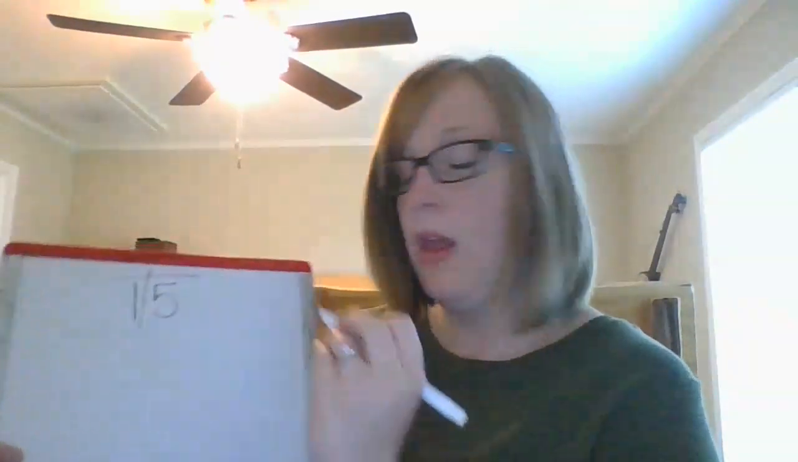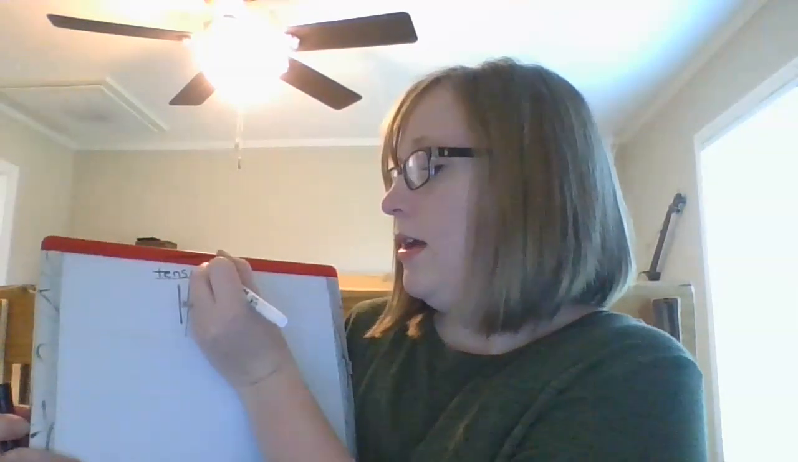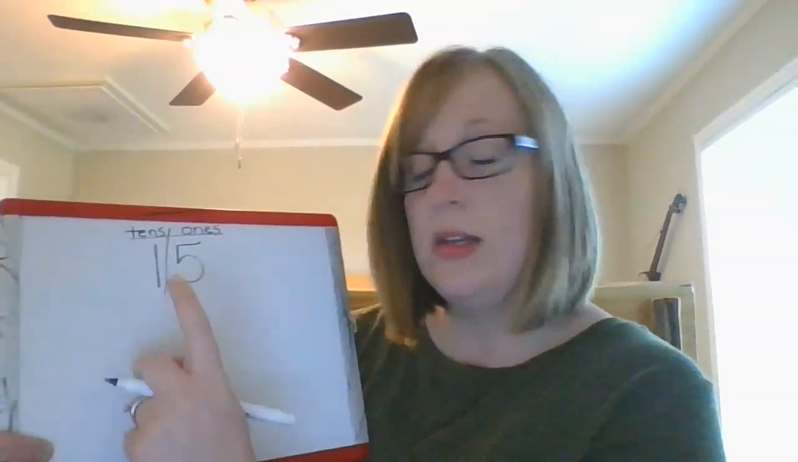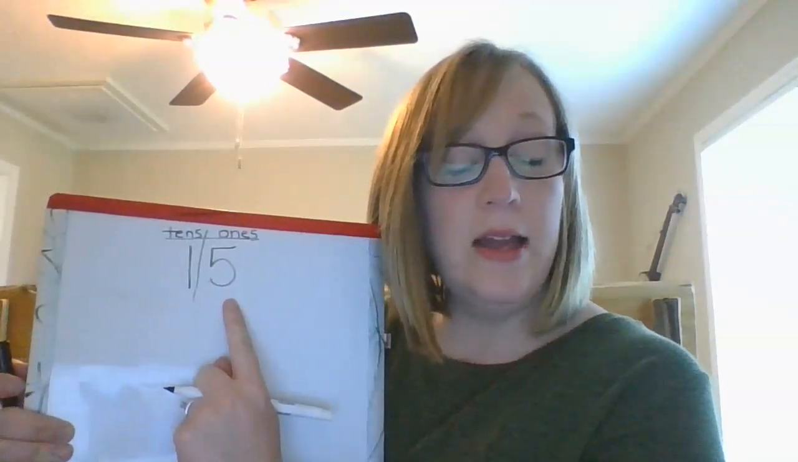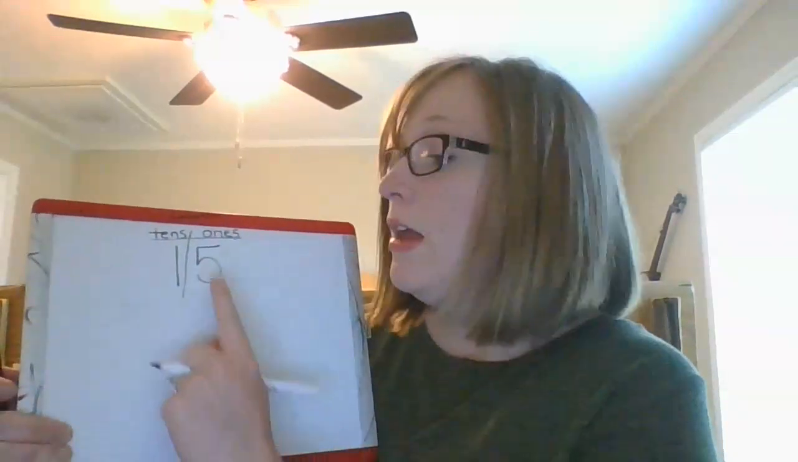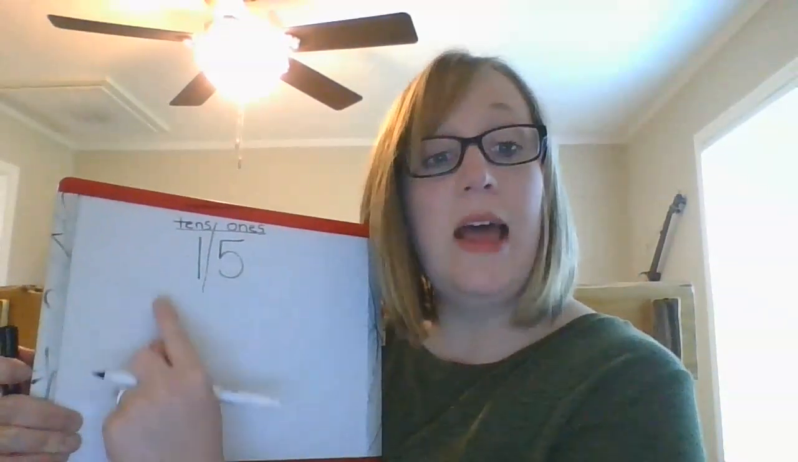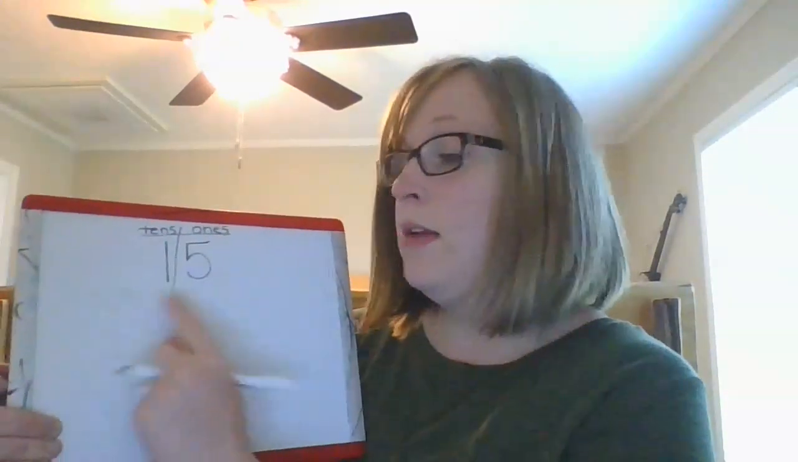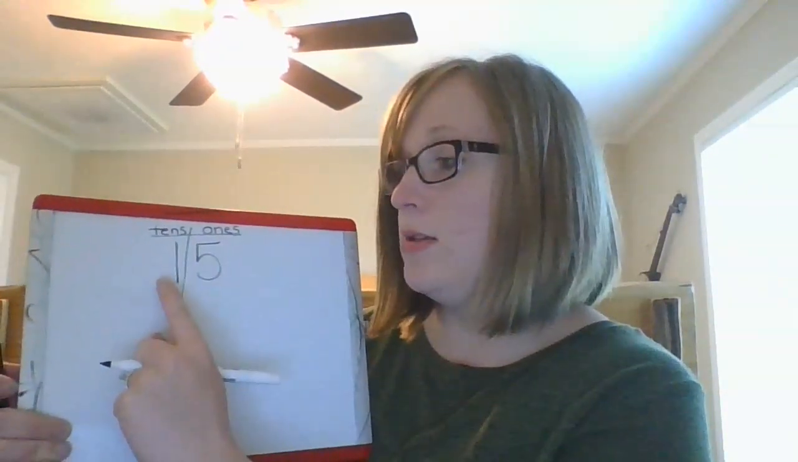When I do that, this is my tens, and this side is my ones. So in a two-digit number, there are two digits. The digit that's furthest to the right is the number in the ones place. The digit that is to the left of the number in the ones place, that is your tens place. So in the number 15, there is 1 ten and 5 ones.